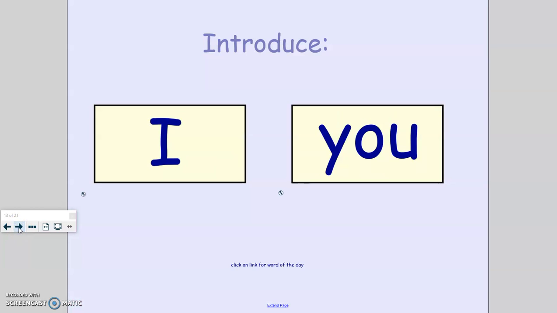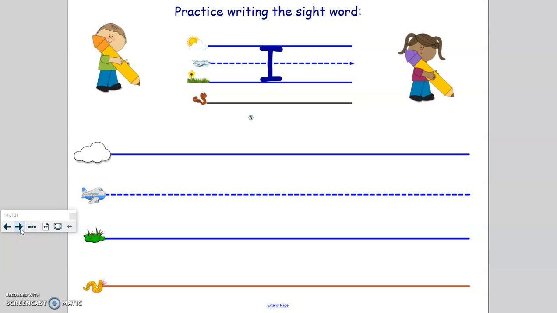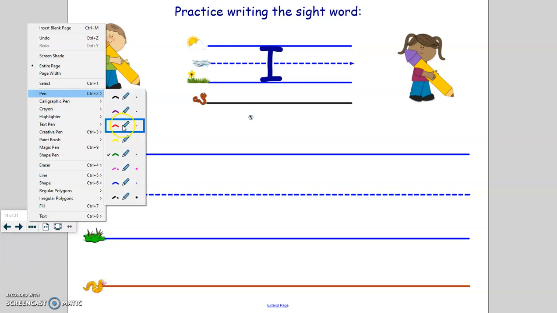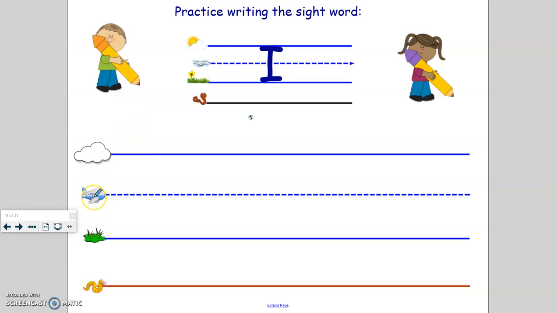Today we're going to introduce two new trick words to our list. The first word is I, and the next word is you. Okay, so we're going to practice writing the word I. And we've talked about this during writing. When we write the word I, it's always capital.